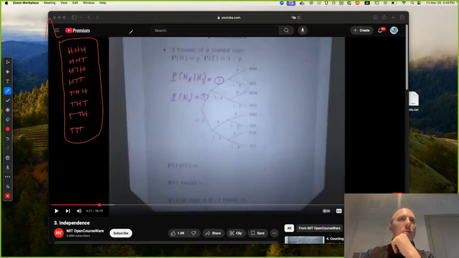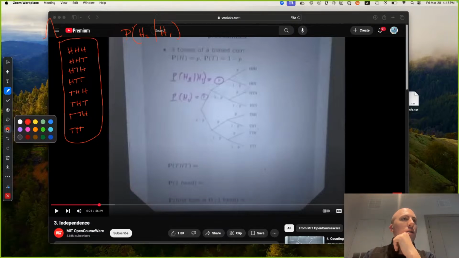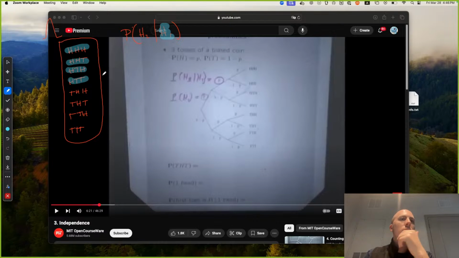So when we say the probability of H2 given H1, we're saying that H1 occurred. H1 is like this, and this, and this, and this. So we're in this zone right here. Now what's H2? H2 is that the second one was heads. So H2 is like this, and this, and this, and this.